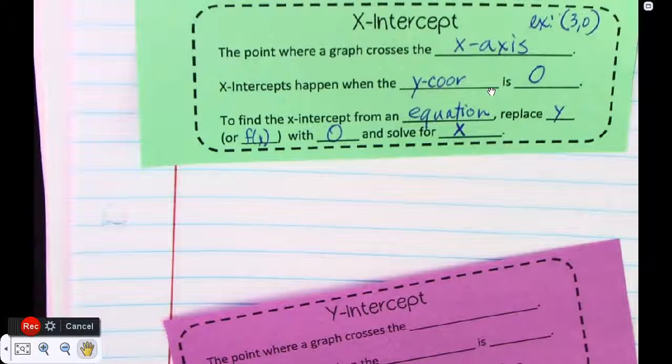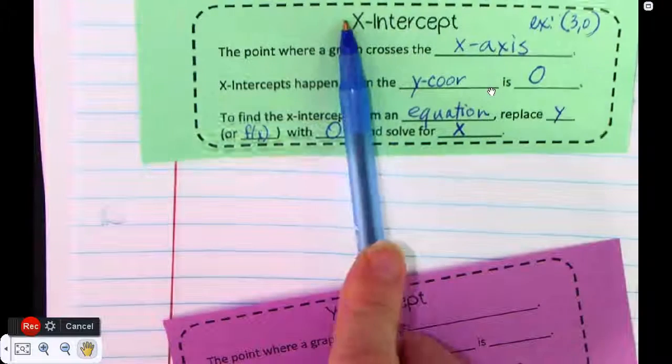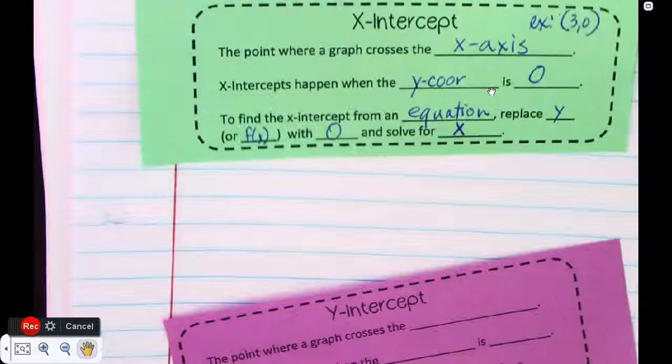Yes, it's a different color. They're all different. I mean, some are green, some are purple. But I hope you wrote on x-intercept. Okay. Yeah.